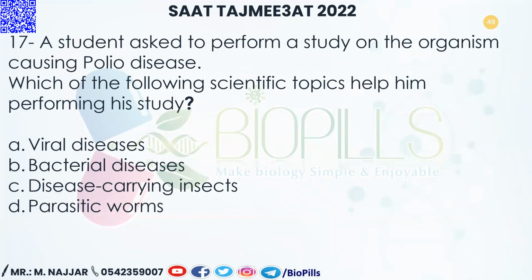Question number 17. A student is asked to perform a study on the organism causing polio disease. Which of the following scientific topics help him perform his study? A, viral diseases; B, bacterial diseases; C, disease-carrying insects; D, parasitic worms. Of course, the answer is A, viral diseases. Why? Because polio is a virus.